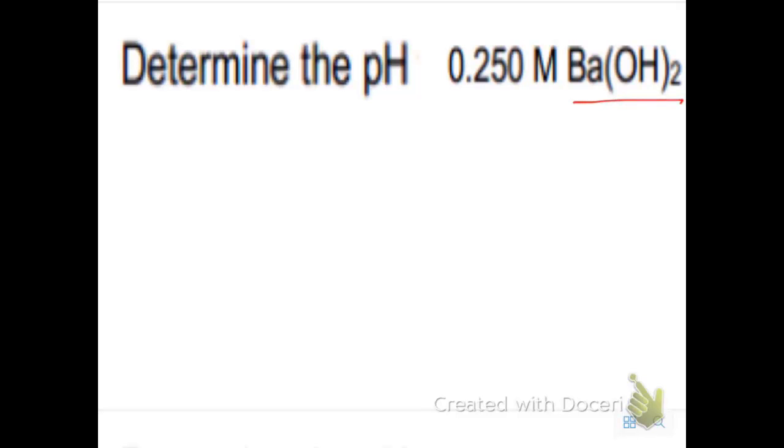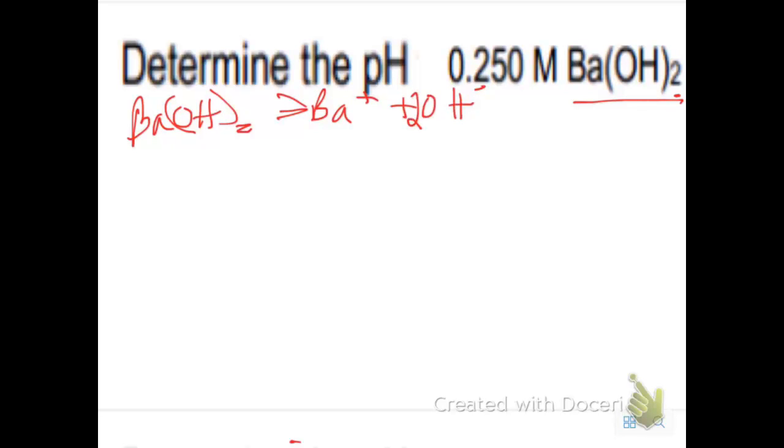It is a base, and it is a strong base, but the thing that's different here is I have two hydroxides. So what happens if I have barium hydroxide, and it ionizes, which it will completely in water, right? That's the definition of a base. For every one of these, 0.25 molar of this, I'm going to end up with twice as much of this, right? Because I get two hydroxides.